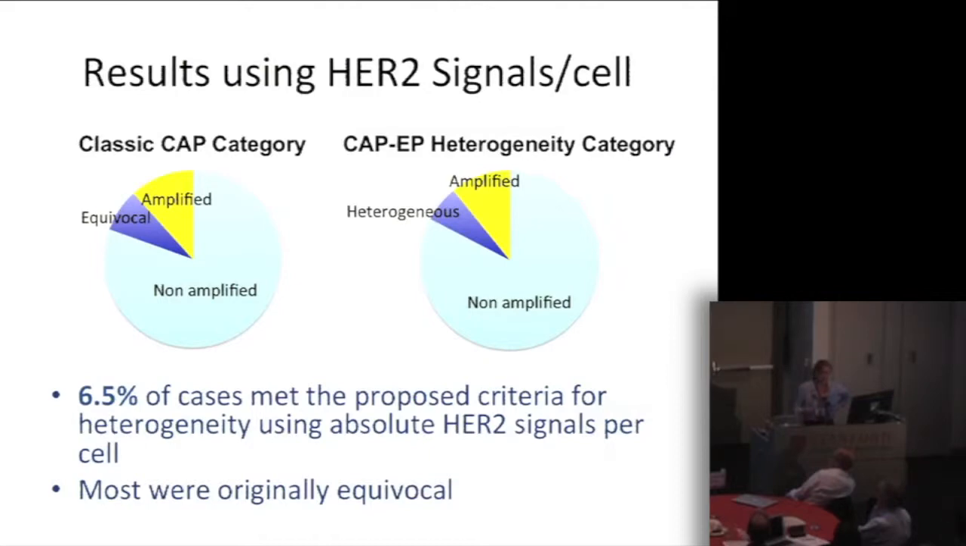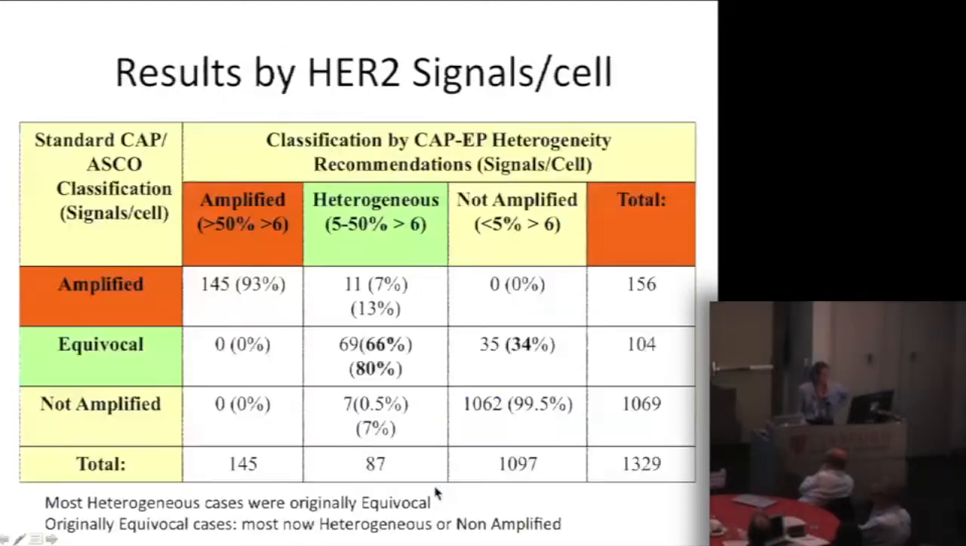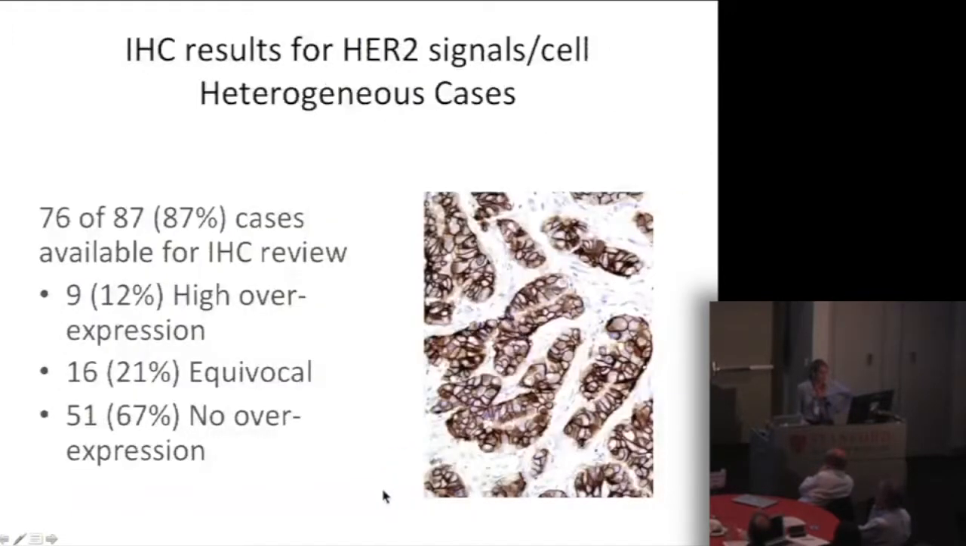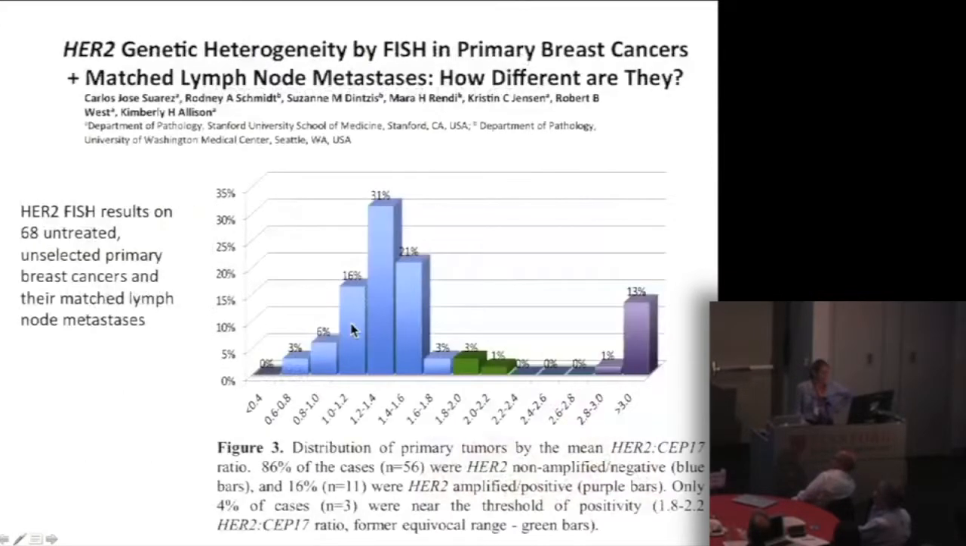Now, if you flip that around and say, well, let's define an individual cell by the signals per cell instead of the ratio, and then apply that definition of 5 to 50% of cells, you get a lot lower number. So instead of a quarter of cases, it's only 6.5%. And most of those were originally equivocal, so maybe a better definition in that sense. So a lot more overlap between equivocal cases close to the threshold being positive, being heterogeneous. And again, higher percentages of those cells in the borderline cases. And in addition, if you define by signals per cell, there's a higher rate of protein overexpression in those cases as well.